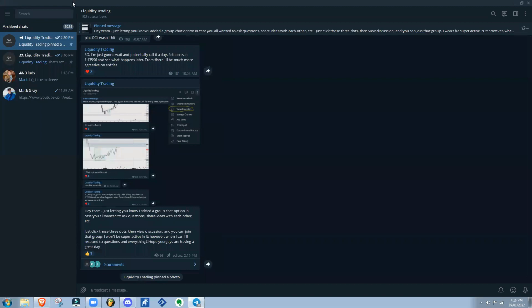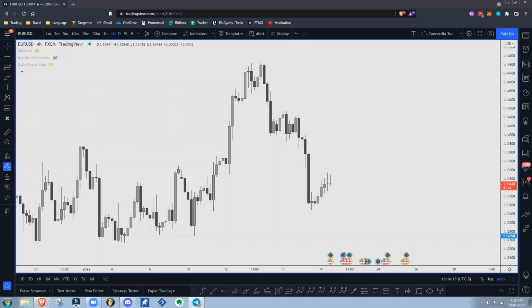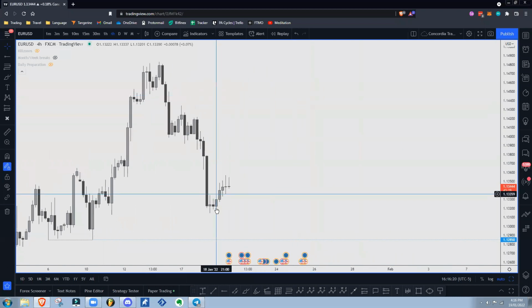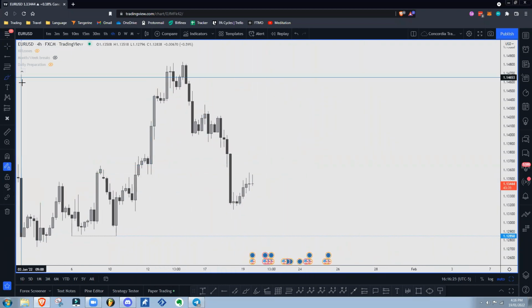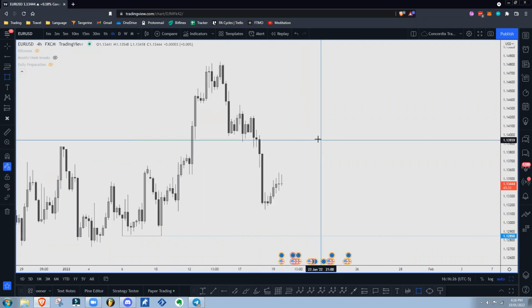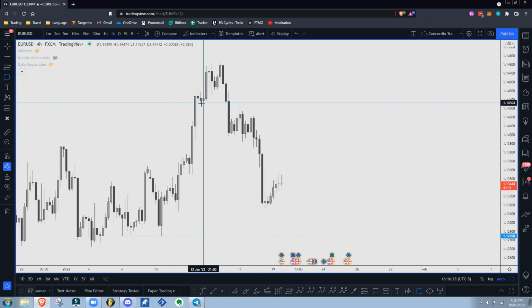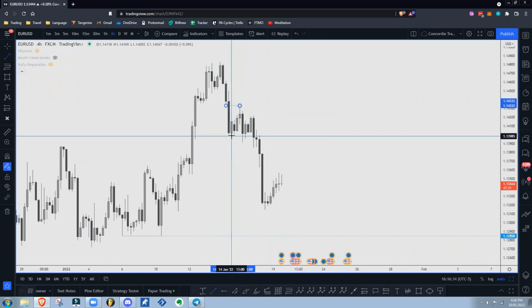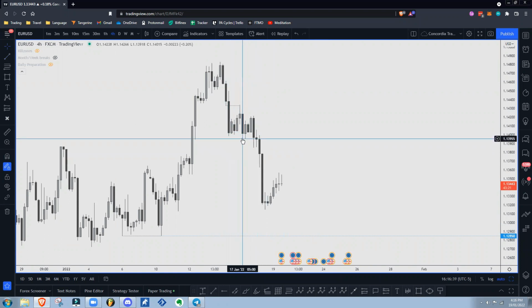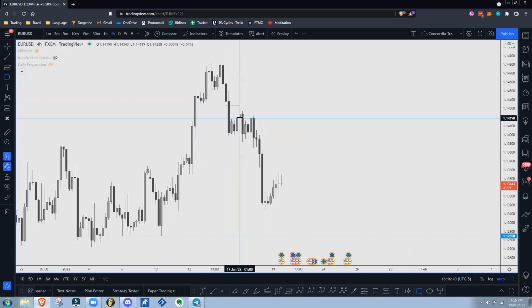So let's start off with that first long from the Asian session. Essentially this was it from the 4-hour analysis. Obviously we broke down, right? We mitigated 4-hour structure, broke down. We failed to create a lower low here. This is what that wick was, failed to create a lower low.